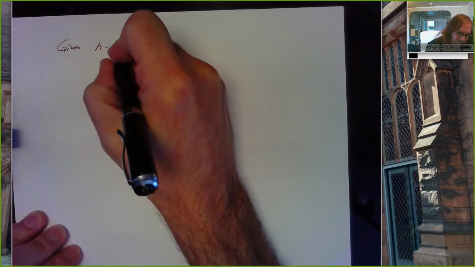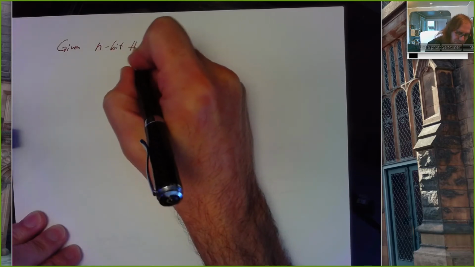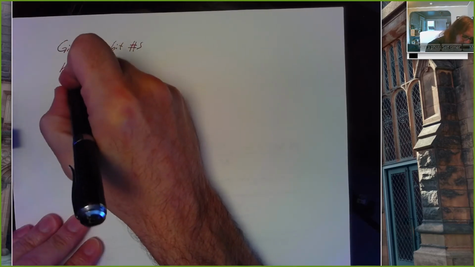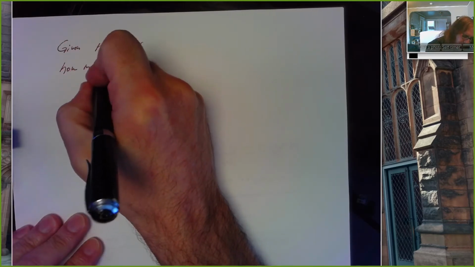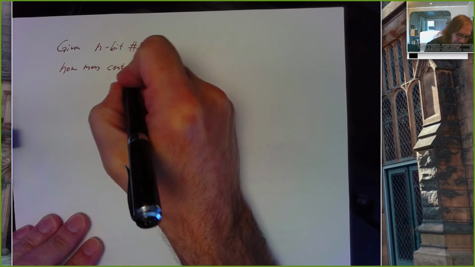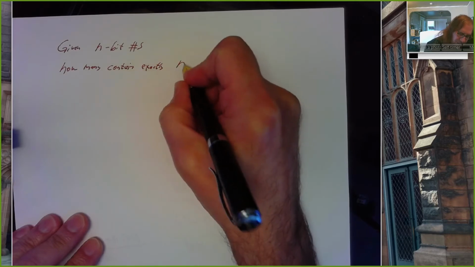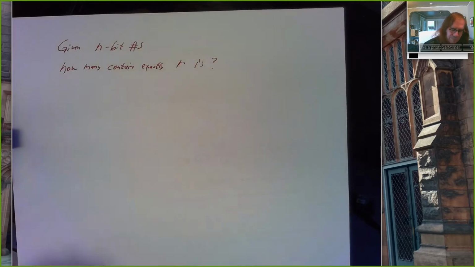Given n-bit numbers, so we're going to fix n, say it's 8. So we're going to talk about 8-bit numbers. How many n-bit numbers contain exactly r ones? So for example, let's set n equal to 4.